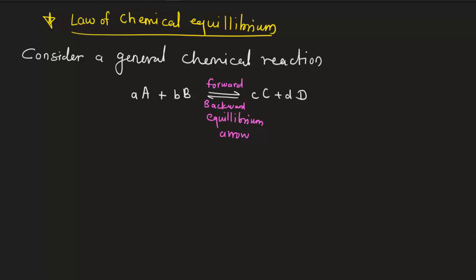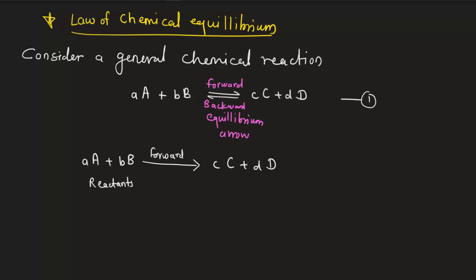We can also write the above reaction, let us say this is reaction number 1, as small a into capital A plus small b into capital B. In the forward reaction, it will form small c into C plus small d into D. So in this case, these are the reactants and these are the products.